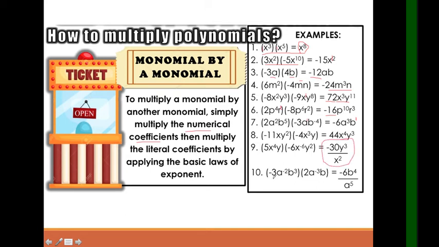Finally, for number 10, we have negative 3a, negative 2b cubed, and then 2a raised to negative 3b. So, negative 3 times 2 is negative 6. A negative 2 plus negative 3 is negative 5. Since negative siya, get the reciprocal. That's why nasa denominator siya, which is a raised to 5. B raised to 3 and b, so 3 plus 1 is 4. So, this is correct. Okay? So, that's all about the multiplication of monomial by a monomial.